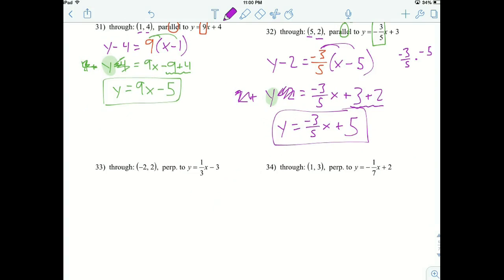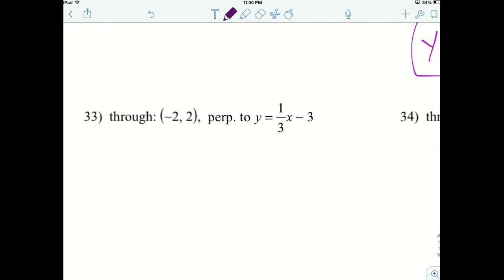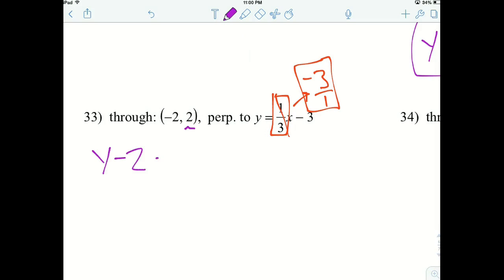Our last two examples are perpendicular. This is the one we might need a little more practice with. We have a slope of 1/3, but since perpendicular says you need to take the opposite reciprocal, we need to flip that to 3/1, and since it was positive before, it is now going to be negative. So our new slope is -3/1 of our line that we're drawing. Y minus our y1, which is 2, is equal to our slope that we just found out, -3/1, times x minus our x-coordinate, -2.